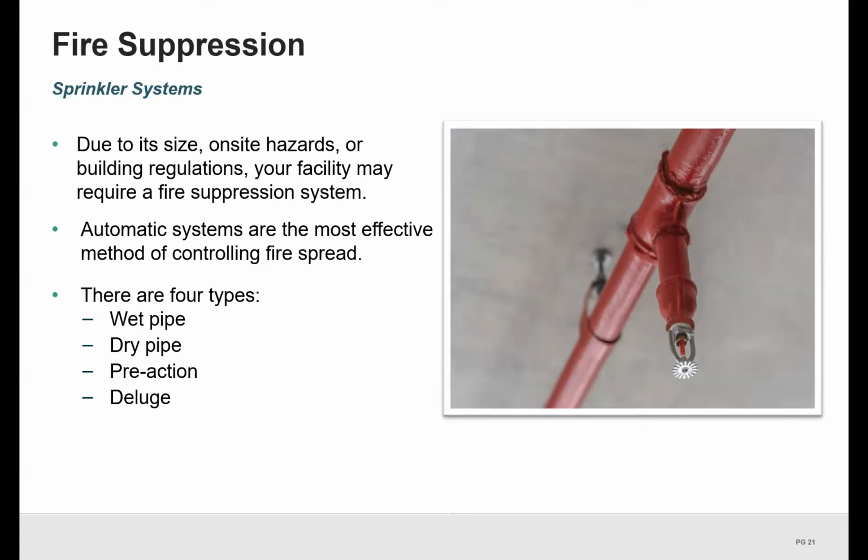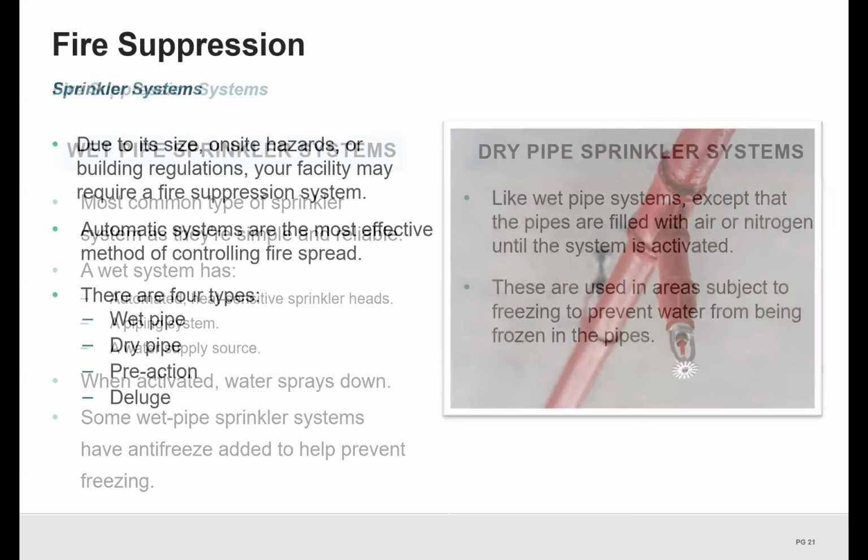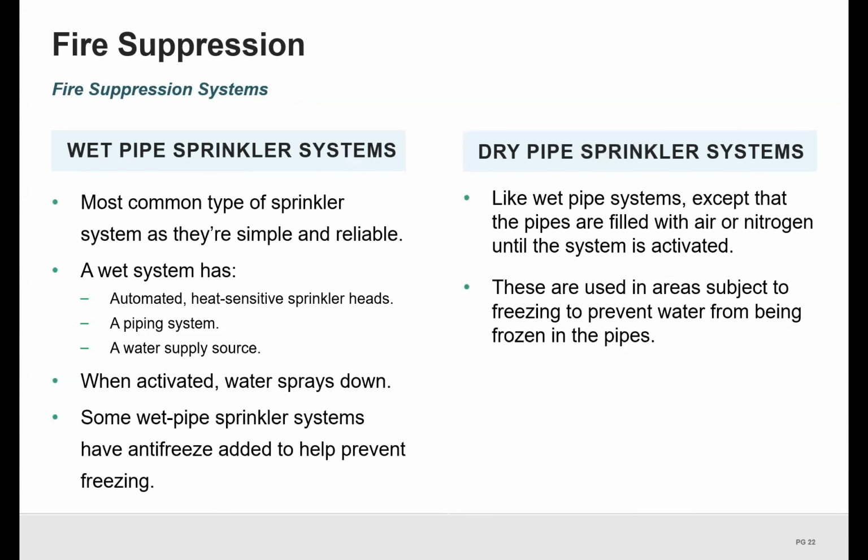Automatic fire sprinkler systems are the most effective method of controlling the spread of fire. There are 4 types of sprinkler systems. These systems are the simplest and most reliable of sprinkler system designs. A wet system has automated, heat-sensitive sprinkler heads, a piping system containing water, and a water supply source. When activated, water sprays down onto the fire.